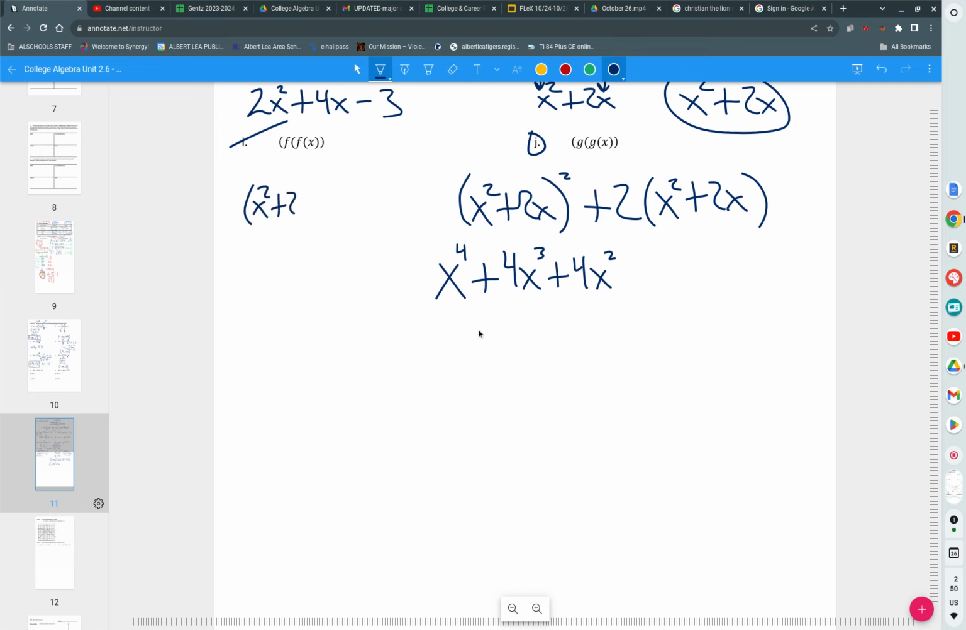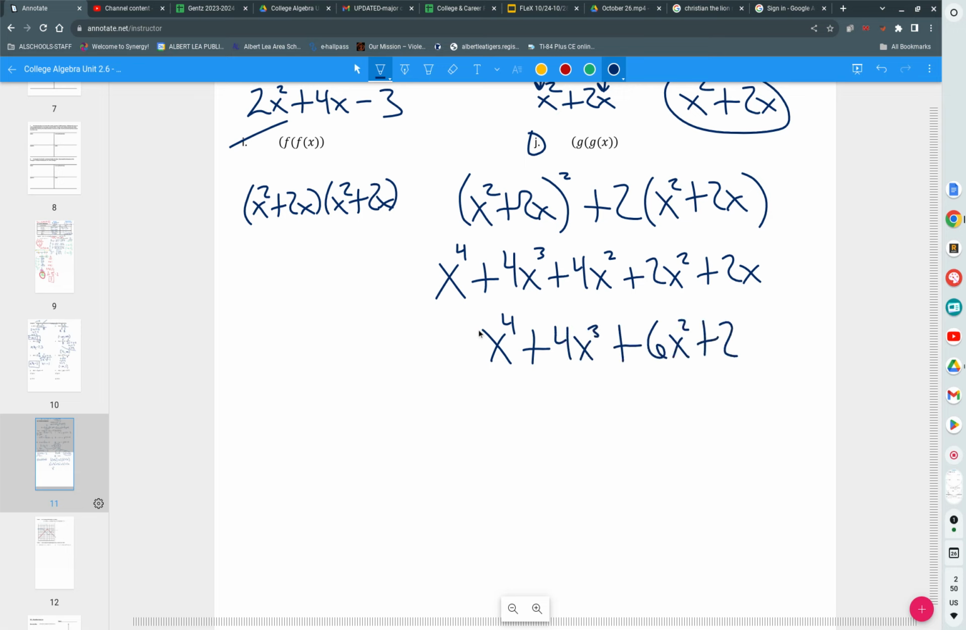So we take the x squared plus the 2x. Notice that you have to multiply it by itself. As you FOIL that out, you're going to get 4x cubed in the middle. Then you get your plus 2x squared and your plus 2x. I can combine some terms together. x to the 4th plus 4x cubed plus 6x squared plus 2x. That's my resulting polynomial.